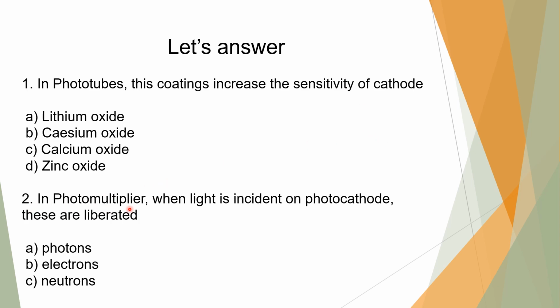Second one, in a photomultiplier, when light is incident on the photocathode, these are liberated. A. Photons, B. Electrons, C. Neutrons. Answer is B. Electrons. Not only in a photomultiplier, in a phototube also, when light is incident on the photocathode, electrons are liberated.